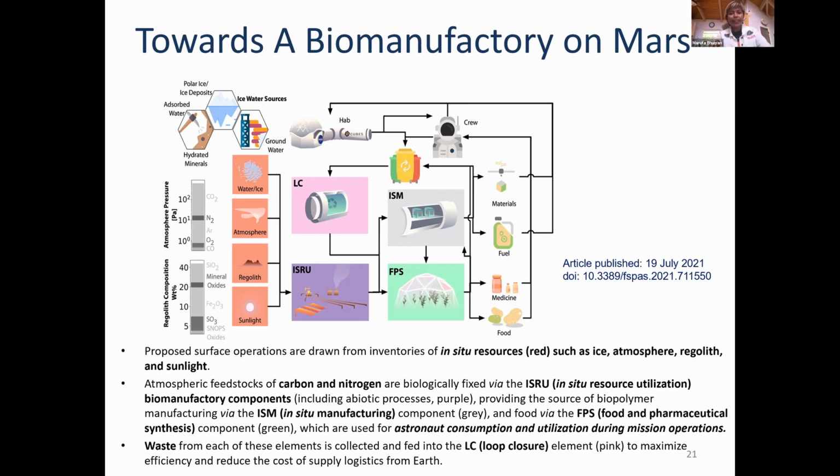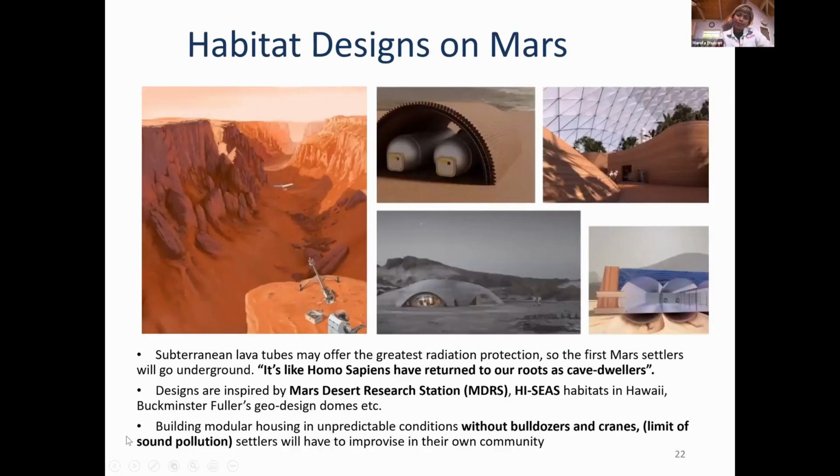Okay, habitat designs. Basically we can follow MDRS designs or HI-SEAS in Hawaii, but we have to think about radiation and all these things. The matter of sound pollution we dealt with on Earth, those things will be strictly monitored and controlled, like how much we pollute water, air, and sound.